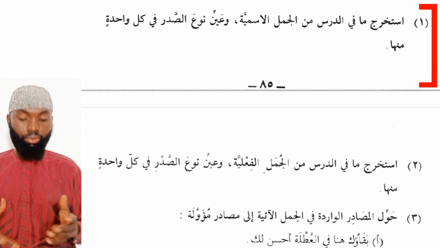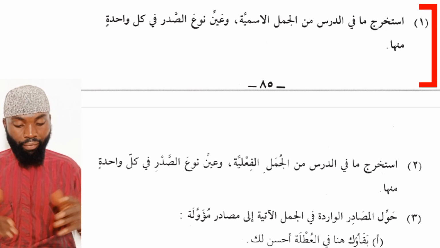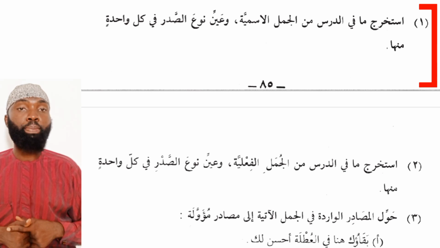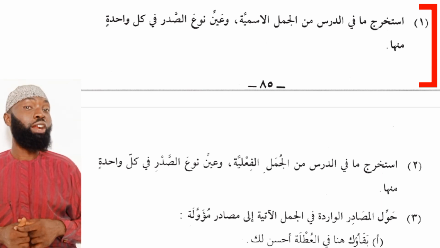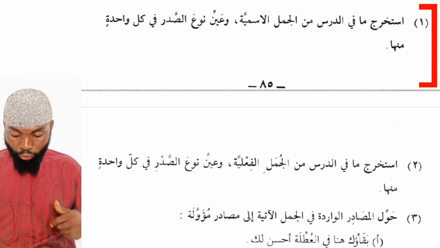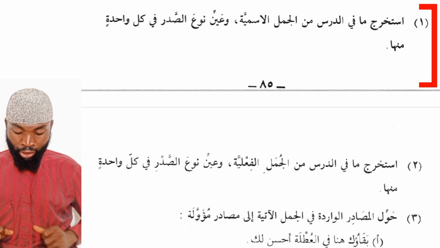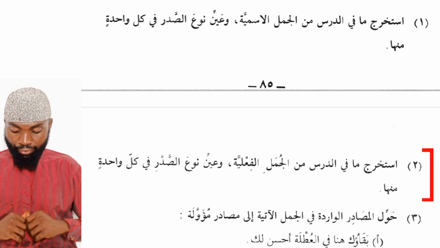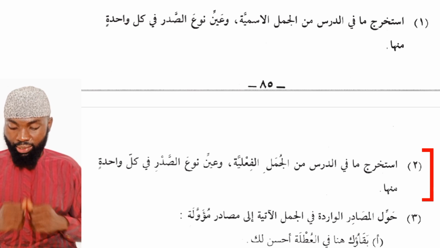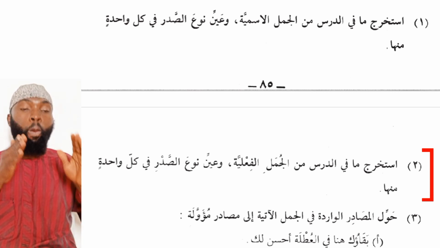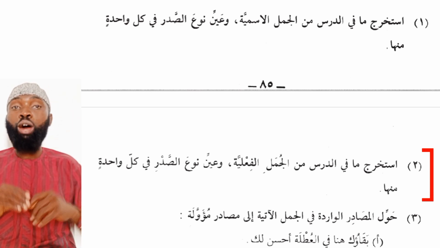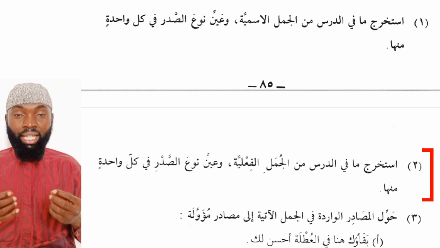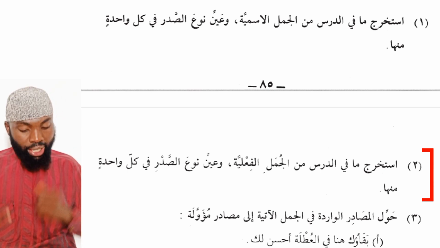This is masdar. This one begins with a masdar. Then we have ka'anna al-fasla sukun. This is also the one which begins with fi'l harfu mushabbahun bil fi'l. You can go through it and bring out all of them. Number two says istakhrij ma fi ad-darsi min al-jumal al-fi'liyya wa ayyin naw as-sadri fi kulli wahidatin minha. Go back to this passage and bring out all of the verbal sentences you can see and explain the type of beginning which they have.